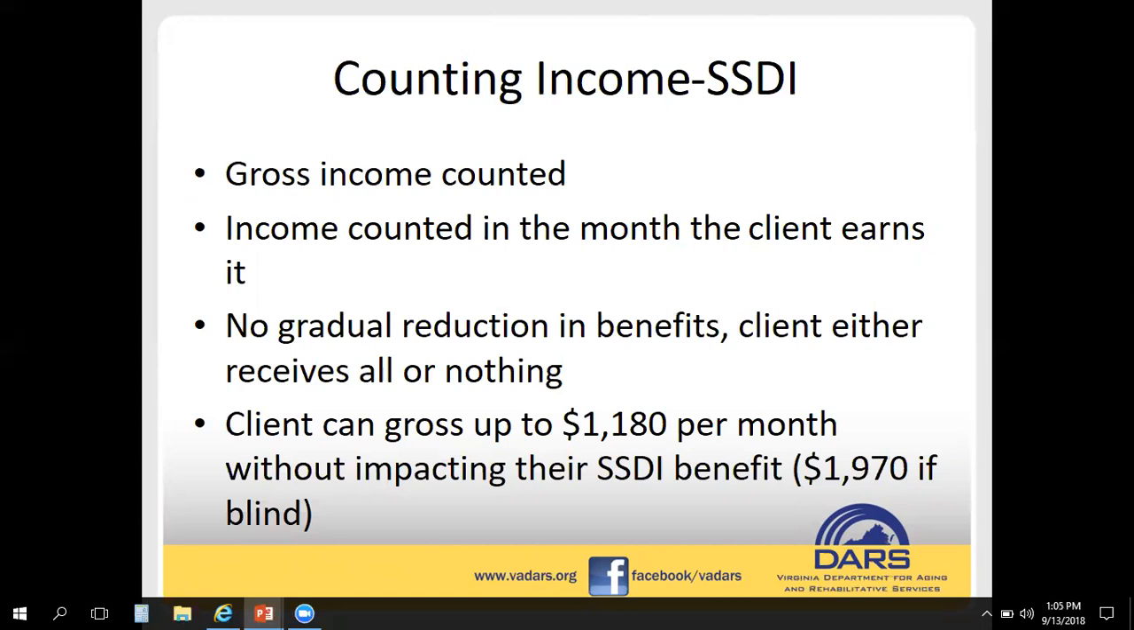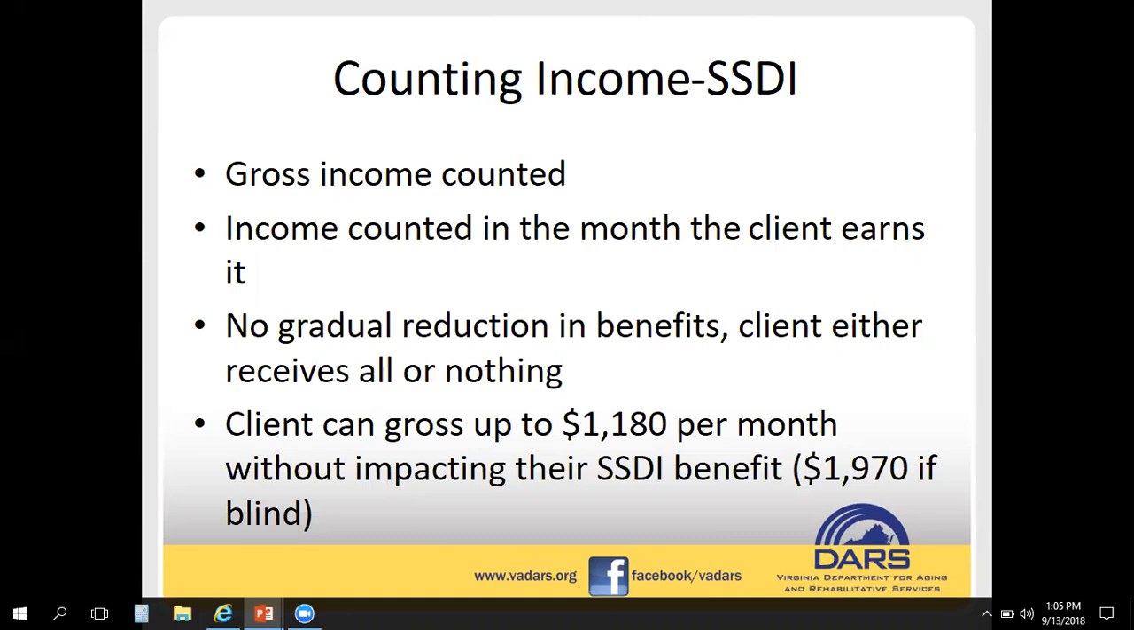Where it differs, though, is that as somebody is on SSI, Social Security counts income in the month that a person receives it. For SSDI, it's a little bit different. The money only counts in the month that the person earns it. So unlike SSI, where an extra paycheck in a month could impact their SSI check for that month, that's not a factor in an SSDI case because they only look at the income in the month the client earns it. It doesn't matter when it was received. So a month where a person might get an extra paycheck wouldn't matter.